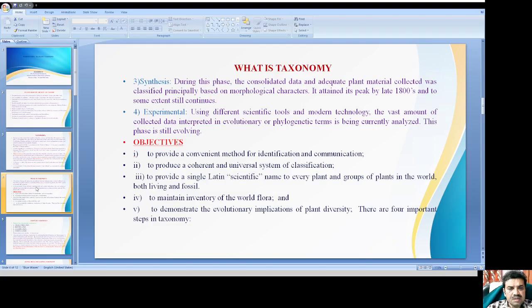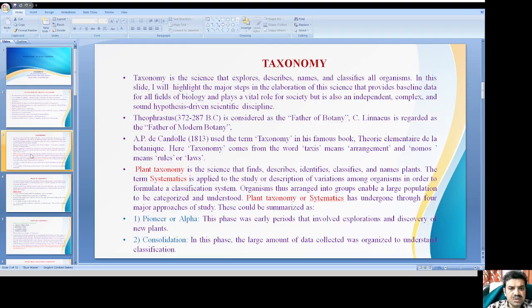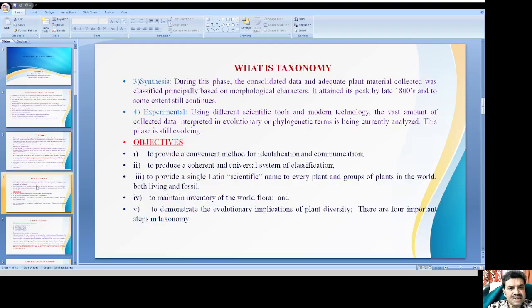So, these four phases, that is, the pioneer or alpha phase, the consolidation phase, followed by the synthesis phase and the experimental phase, are followed one after another in order to assess plant sciences, and these are very important as far as plant taxonomy is concerned.